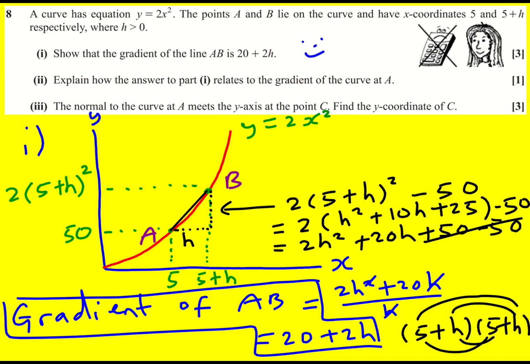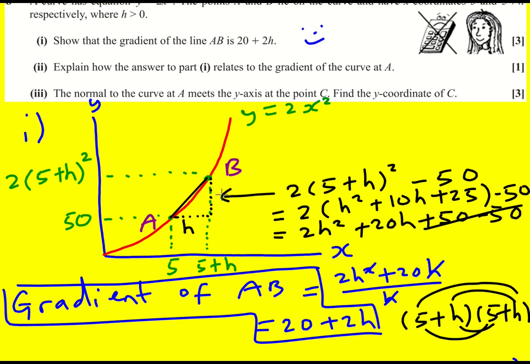Explain how the answer to part 1 relates to the gradient of the curve at A. So essentially, we have control over this point. We can move it further away from A, or we can move it closer and closer. And as it gets closer and closer, it will start to approximate the actual gradient at A. This is how differentiation from first principles works. So when I move it to here, they're going to be very, very close. It's almost going to be the tangent.